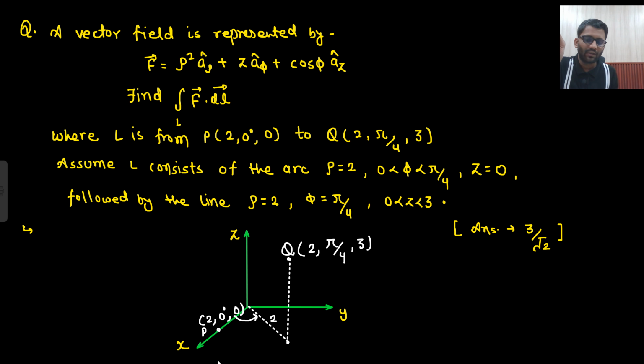Which angle is pi by 4? This angle is pi by 4. Here I am writing that this angle is pi by 4. So phi is between 0 and pi by 4, z is 0 and rho equals 2. That means this arc you need to go.